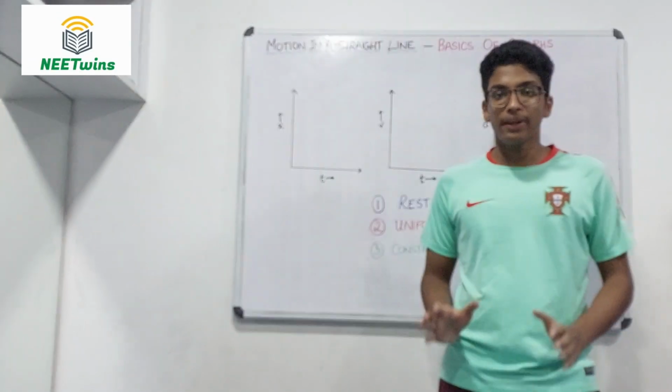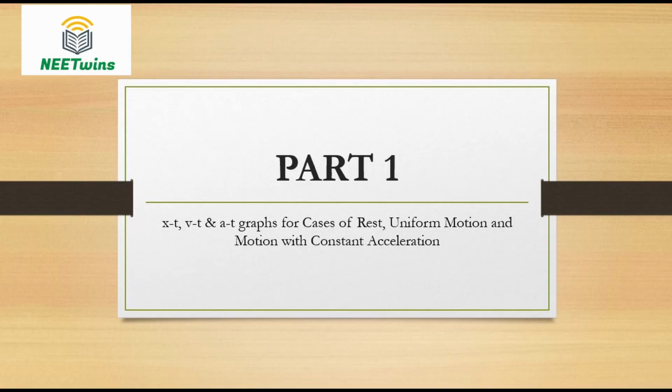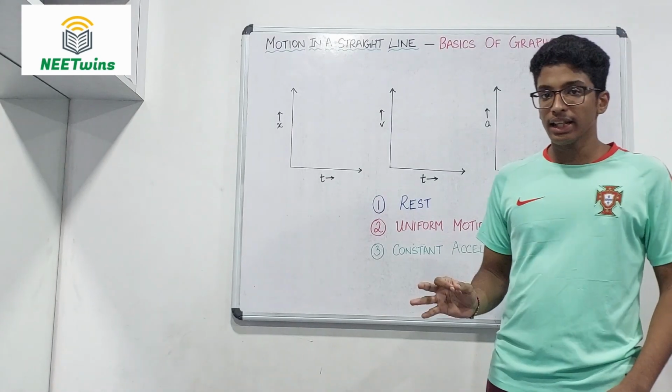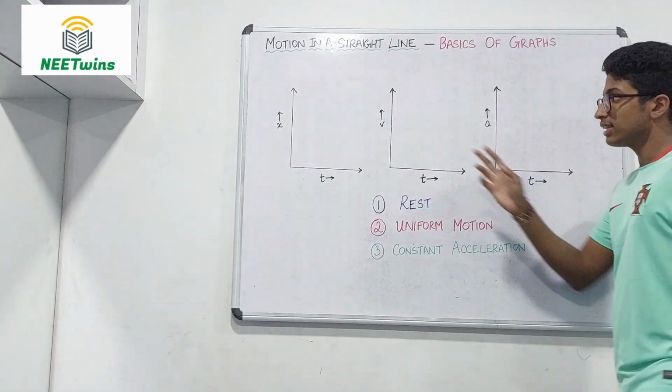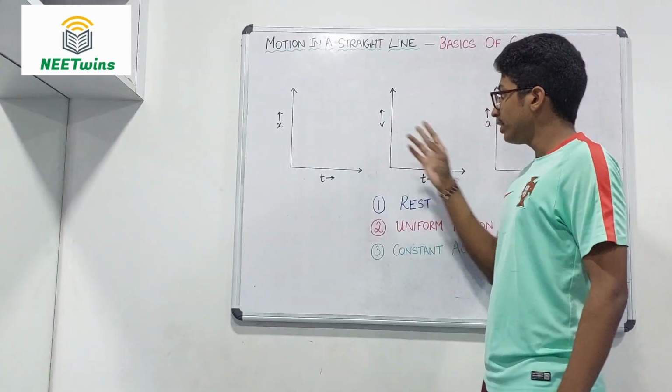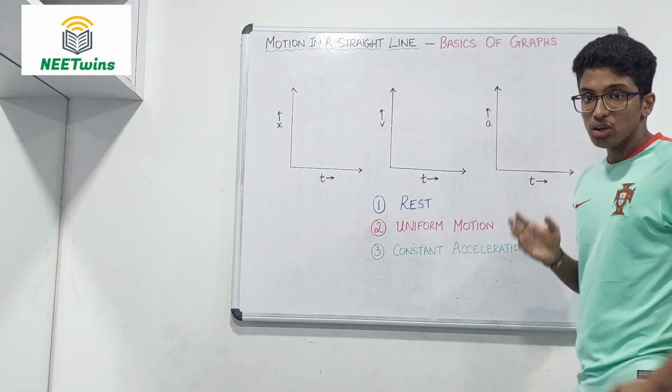This video is about the basics of graphs from motion in a straight line. We are going to discuss three types of graphs: xt graphs, vt graphs and at graphs. Xt graph is displacement versus time, vt graph is velocity versus time, and at graph is acceleration versus time. We are going to look at three cases.